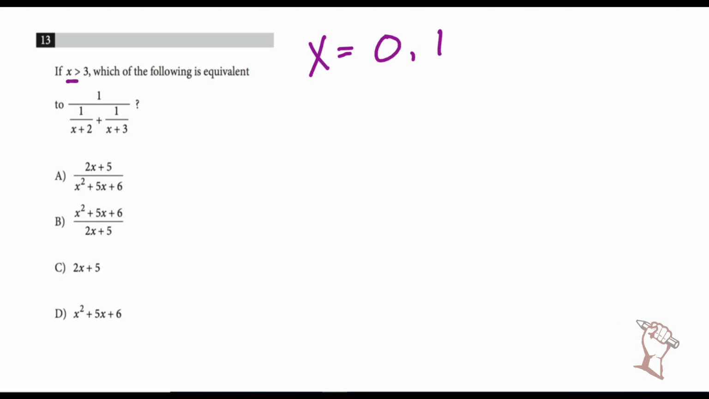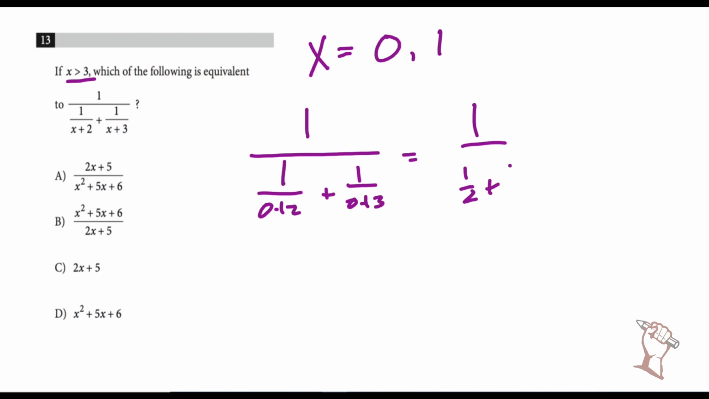It says, if x is greater than 3, which of the following is equivalent to 1 all divided by 1 divided by x plus 2 plus 1 divided by x plus 3? It looks really, really ugly, and there's some ugly answers and there's some simple answers. But if I plug x equals 0 in, I get 1 divided by 1 divided by 0 plus 2 plus 1 divided by 0 plus 3, which simplifies to 1 over 1/2 plus 1/3.